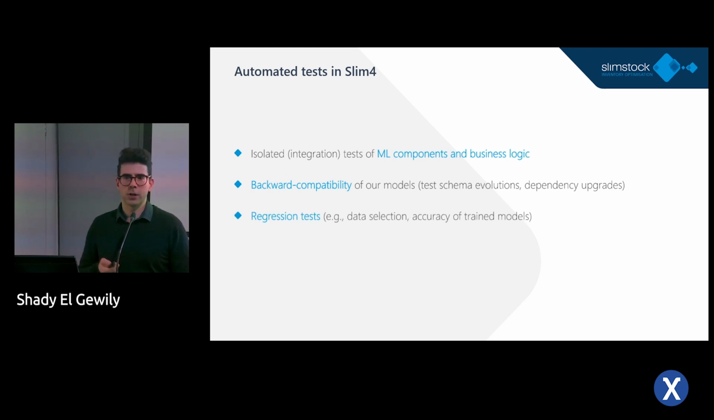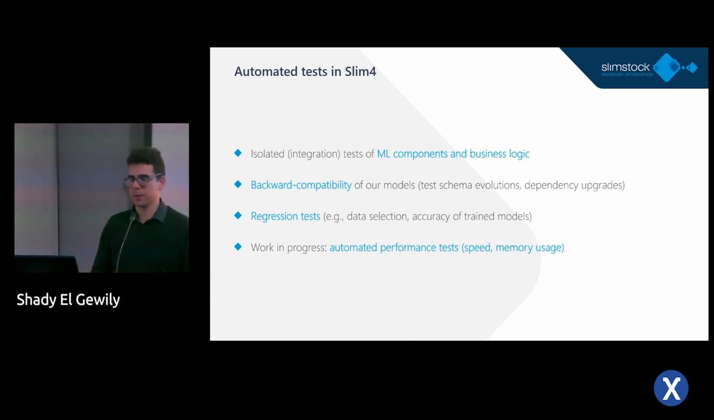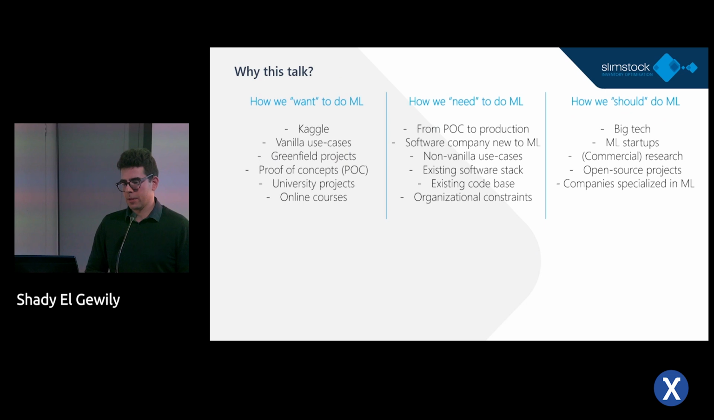We also have regression tests, so if you train a bunch of models on known data, do they still give the same results? So we didn't mess up something in the pipeline logic. And we are also working on performance tests in an automated way. But yeah, why this talk?